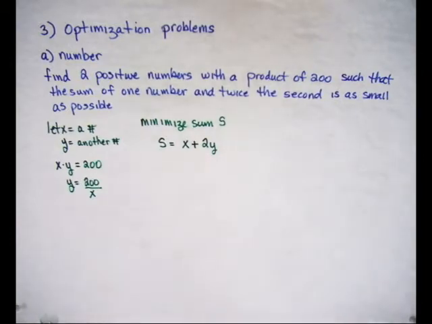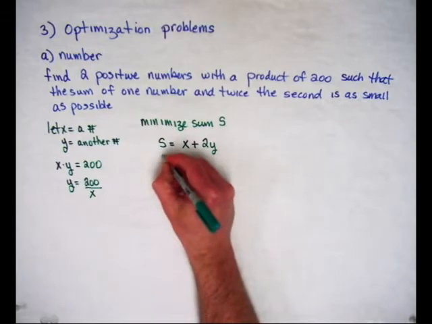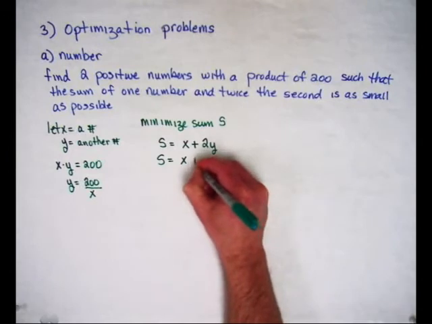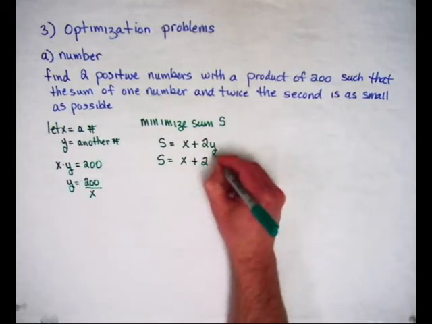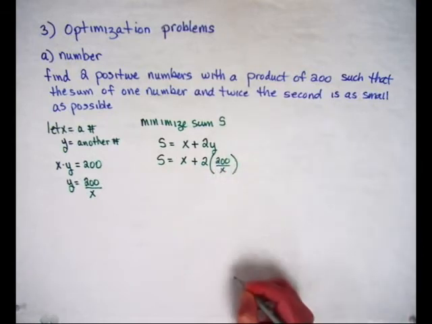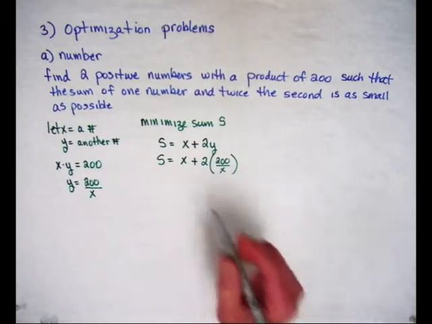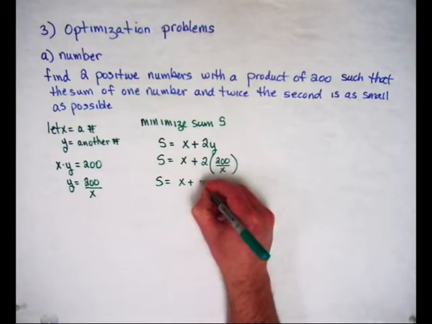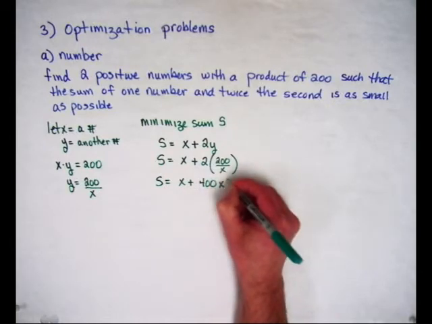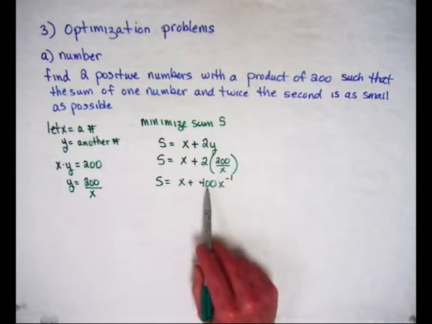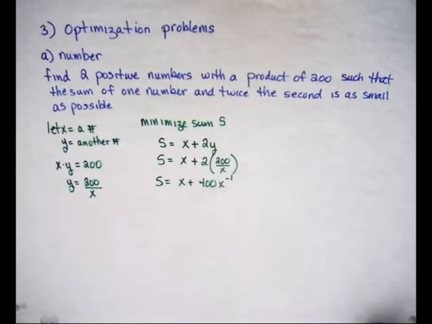So what I can now do is write the sum as a function of 1 variable. The sum is x plus 2 times y, which is 200 over x. And you're going to want to simplify your function before you differentiate it. So I'm going to write the sum is x plus 400 x to the minus 1. You're always better off moving that x to the numerator because the 400 is a constant. There's no point using a quotient rule when you simply have a constant times a function.